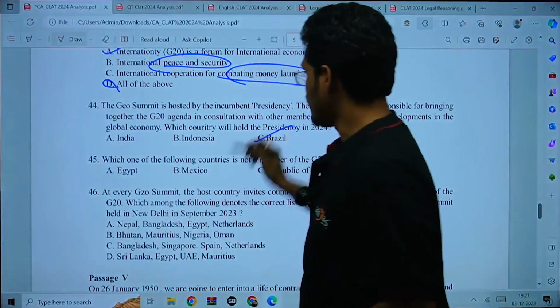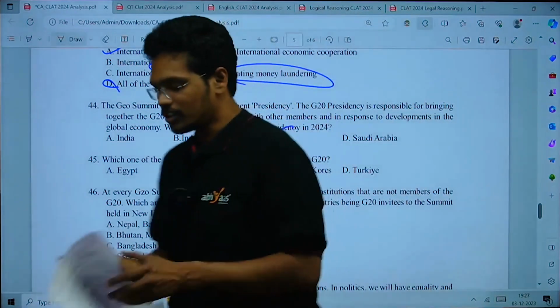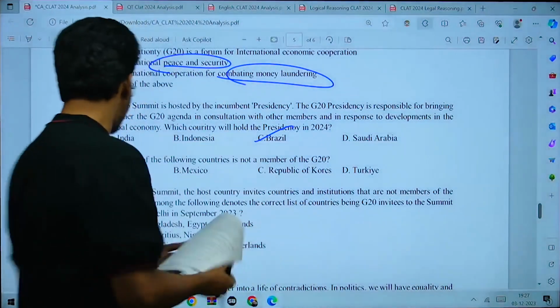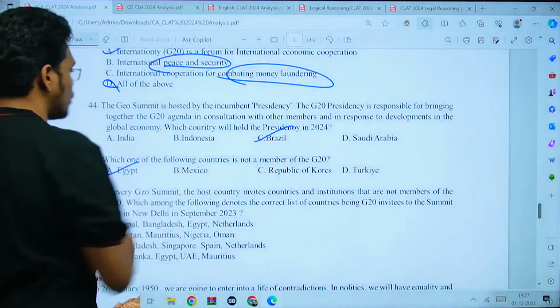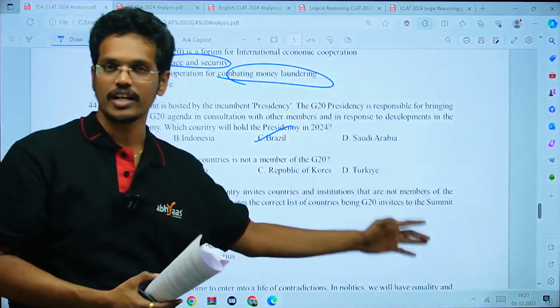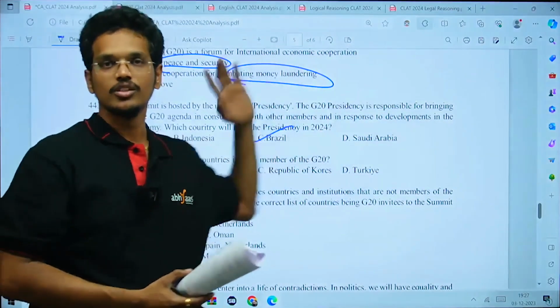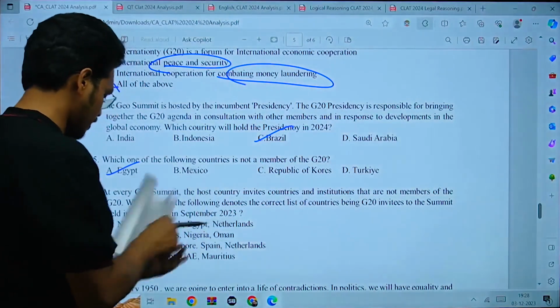Next, 45. Which one of the following countries is not a member of G20? The right answer for this is Egypt. It's a direct factual question. We need to remember all the countries of G20, 19 individual countries plus the European Union. So here the answer is Egypt. Egypt is not a member of this G20.